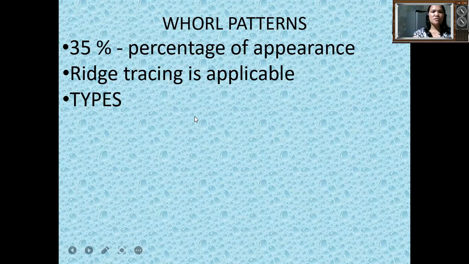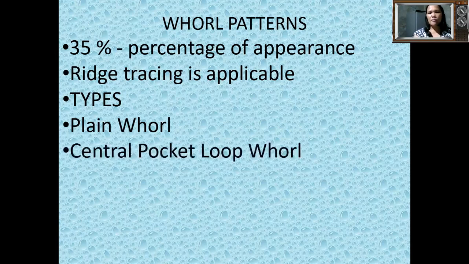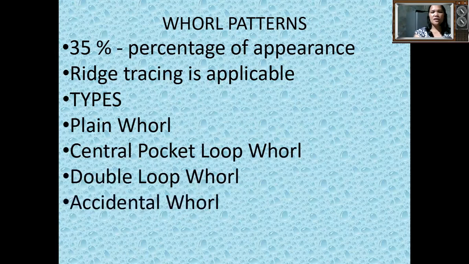In whorl patterns, we have what we call the plain whorl. Can you again recall the acronym representing a plain whorl? That is capital W. What about the central pocket loop whorl? It is represented by letter C. The double loop whorl is letter B, and the accidental whorl is letter X. These are the types of the whorl pattern. So let us take it one by one.